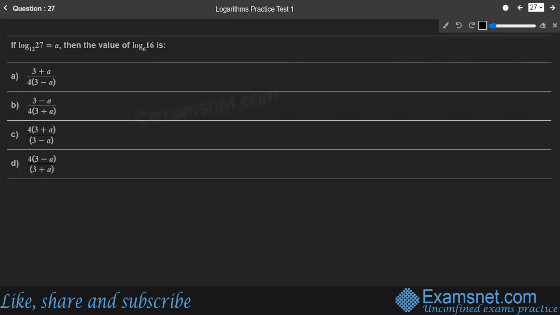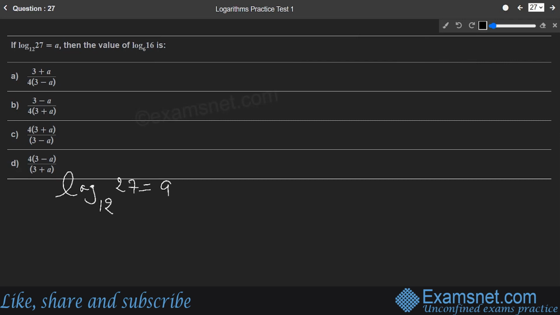Now, the next question is: log base 12 of 27 is equal to A. Then find the value of log base 6 of 16. That's what we are supposed to find out. So let us write the expression first: log base 12 of 27 is equal to A. That's what has been given to us.